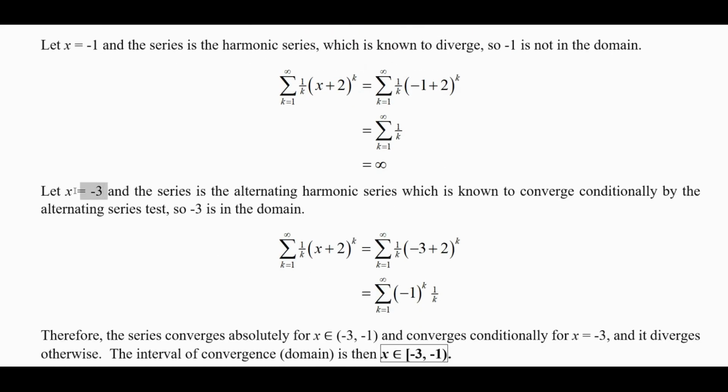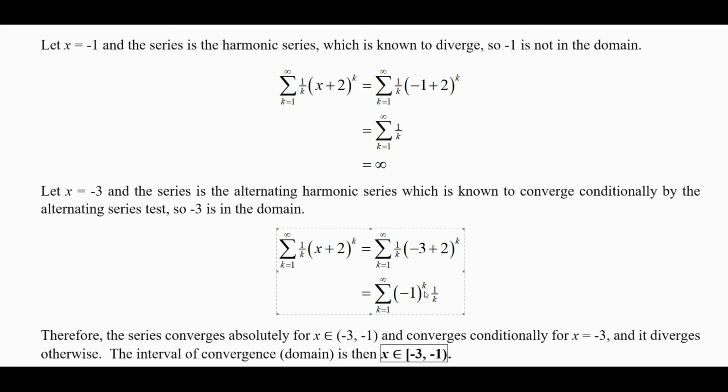What happens when x is negative 3? That's the other one we have to check, right? So plug in negative 3 here. Negative 3 plus 2 is negative 1. So this is negative 1 to the k times 1 over k. That is the alternating harmonic series. We've done that one several times as well. That one we know converges by the alternating series test.